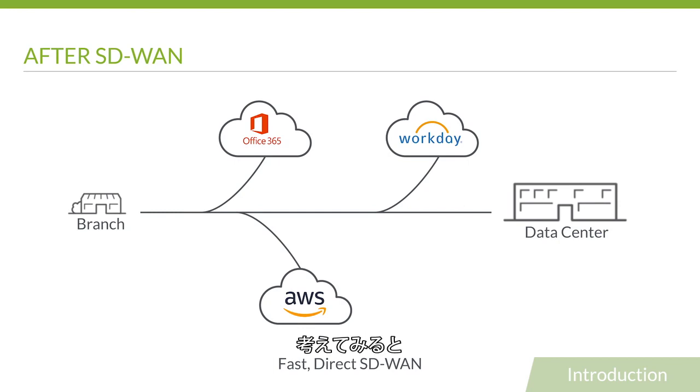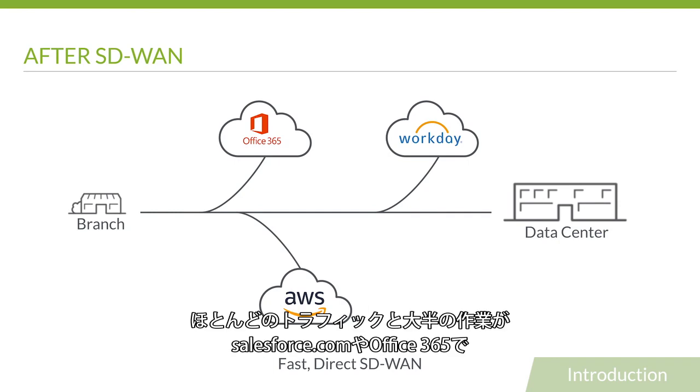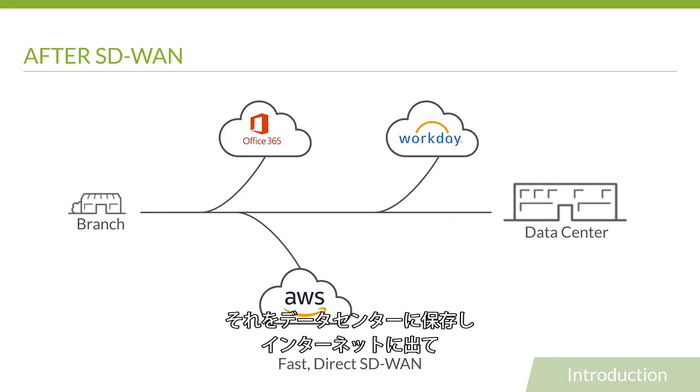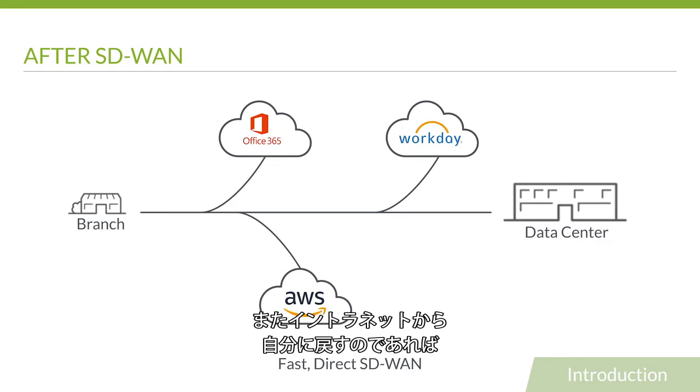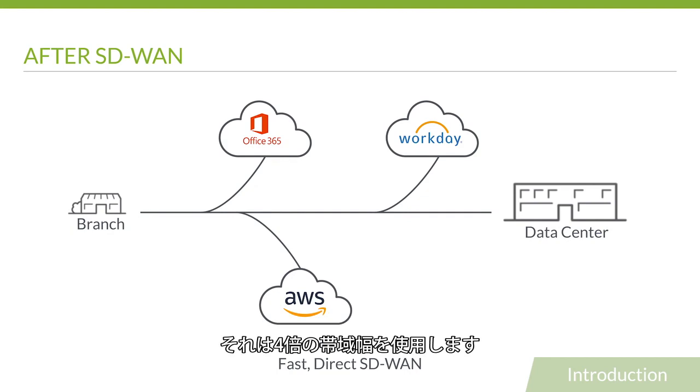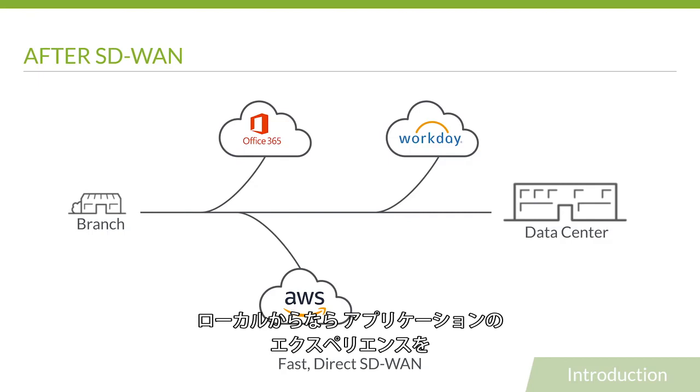So if you just think about that, again, if most of what I do is Salesforce.com and Office 365, and I'm backhauling that to the data center, to egress to the internet, to come back, and then back over the intranet to me, that's a 400% bandwidth penalty, and I've got 2 round trip times. So the application experience by doing that local breakout should also be much better.